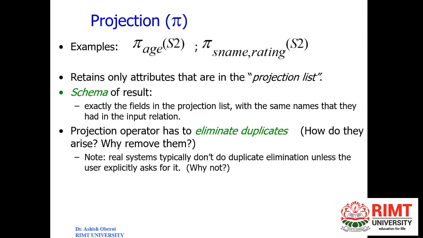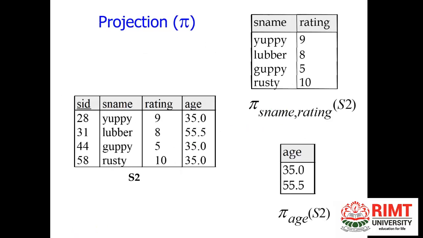Clear? So this is an example which I have shown earlier. Here the relation is S2 and you want to display S name and rating from S2. So only S name and rating will be displayed here. Yappy, Lubber, Guppy and Rusty is the output here.